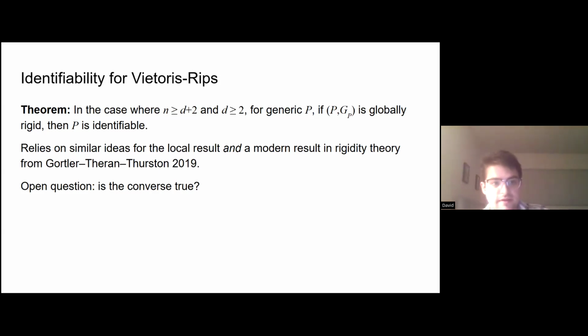I want to make two notes about this. First of all, this proof relies on similar ideas for the local result, but it also relies on quite a technical and modern result in rigidity theory from Gortler, Theran, and Thurston in 2019. And the other thing to note is that in my previous theorem about local identifiability, I had an if and only if statement. So I could really generically characterize local identifiability by looking at this particular graph and its rigidity properties. But here we just have an implication. So we don't know if the converse of this is true. That's an open problem, and it seems quite difficult.